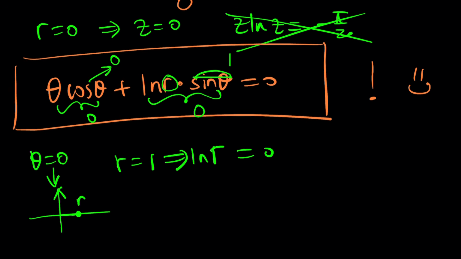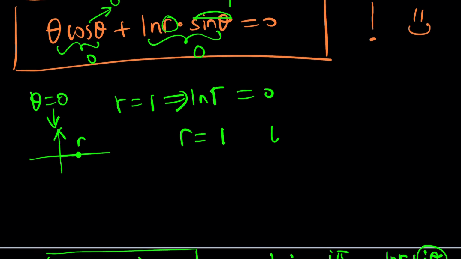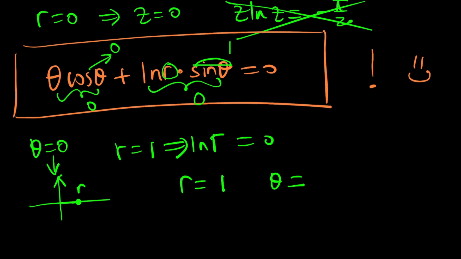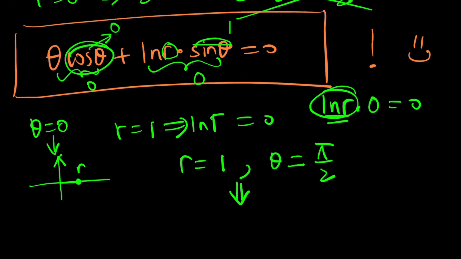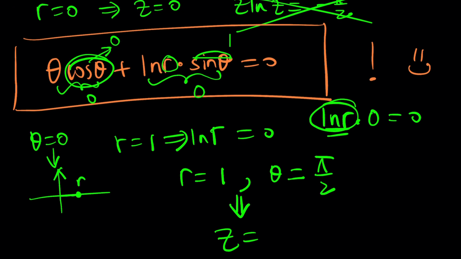Exactly, so this is what I'm talking about. r is 1, theta is pi over 2. Why? Because I want cosine to be 0, not theta to be 0. If theta is 0, then we're going to get ln r times sine 0, which is 0, equals 0. You see, from here, you're not going to be able to solve for r. That's the problem, because ln r doesn't even have to be 0. But these two give us what? z equals r times 1 times e to the power i theta, and that's exactly i.